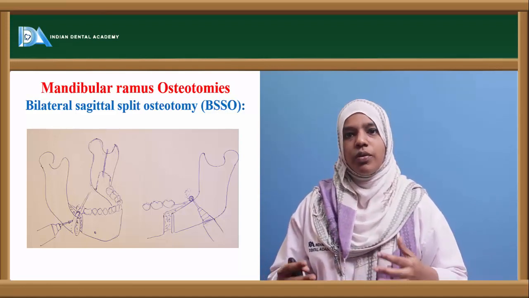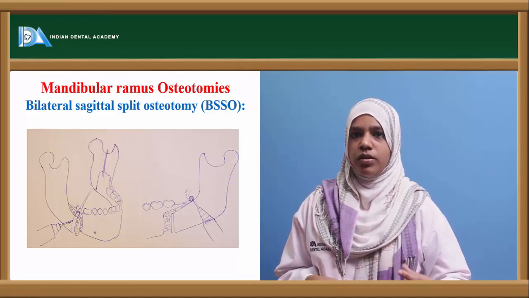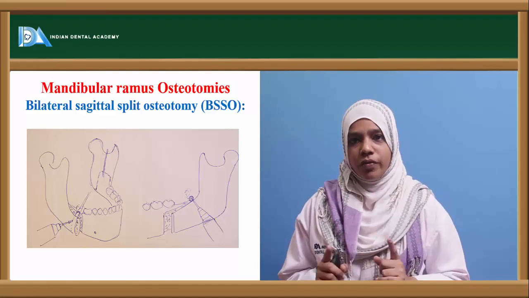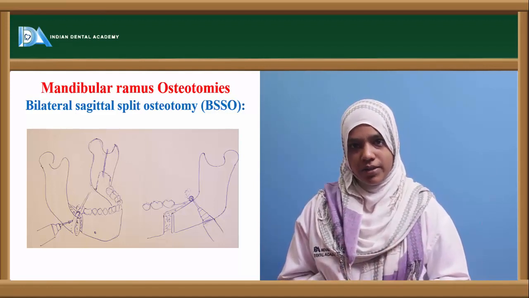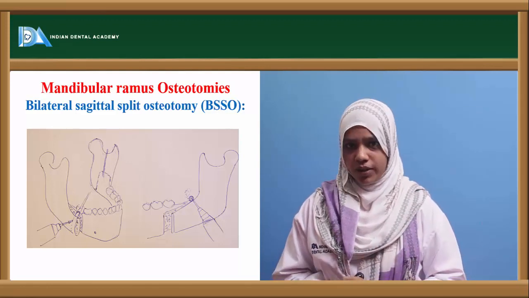Once you have done this, then depending upon the requirement, whether it is advancement or setback, you could mobilize your distal fragment. Then put a final splint on the maxilla, put your dentition in that splint, and do maxillomandibular fixation.